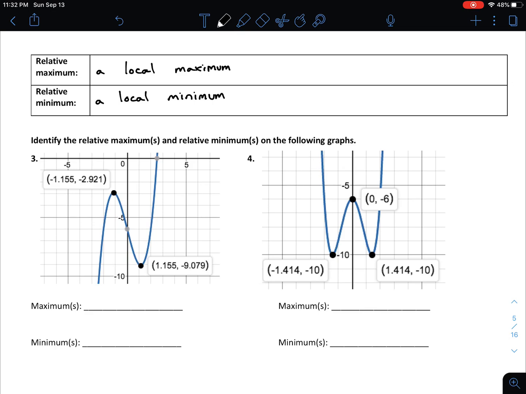So number 3, let's first look for any relative maximums. So we'll look for anywhere our graph switches from increasing to decreasing, or where it looks like the top of a hill. And taking a look at this point that I've circled, we are switching from increasing to decreasing. That would make this point a local maximum. So our maximum would be at that point, (-1.155, -2.921).